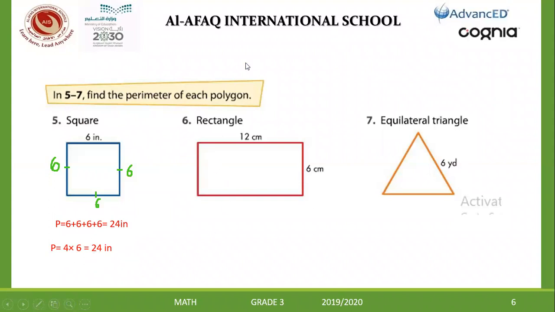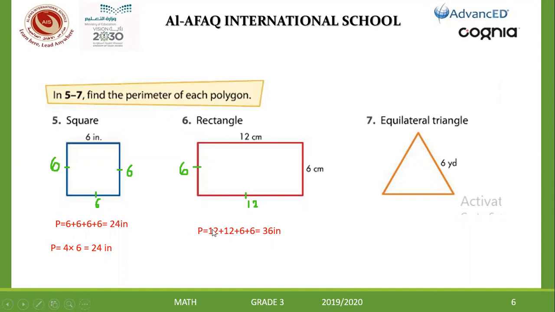What about number 6? It is a rectangle. Remember with me the properties of the rectangle. Each two opposite sides are equal. So this length is 12. The opposite side will be 12. This width is 6. The opposite width will be 6. Find the perimeter with me. Add all the lengths of the sides. So P will be 12 plus 12 plus 6 plus 6. 12 and 12 is 24, 24 and 6 is 30, 30 and 6 is 36 inches.